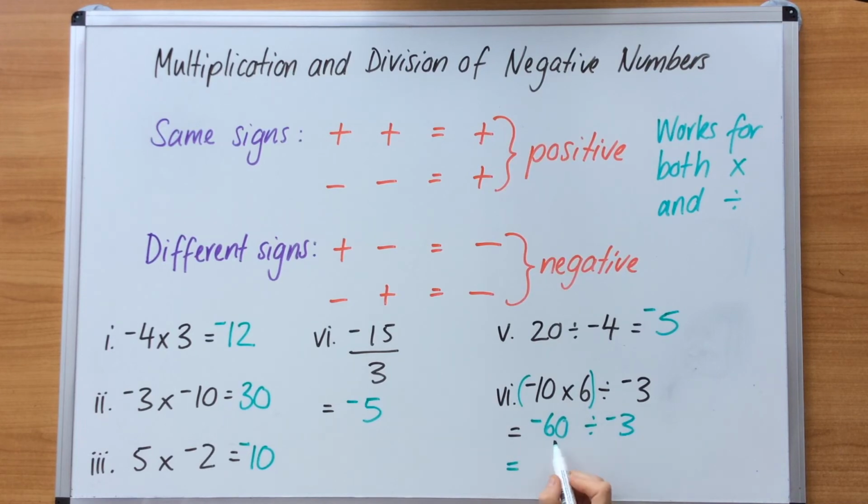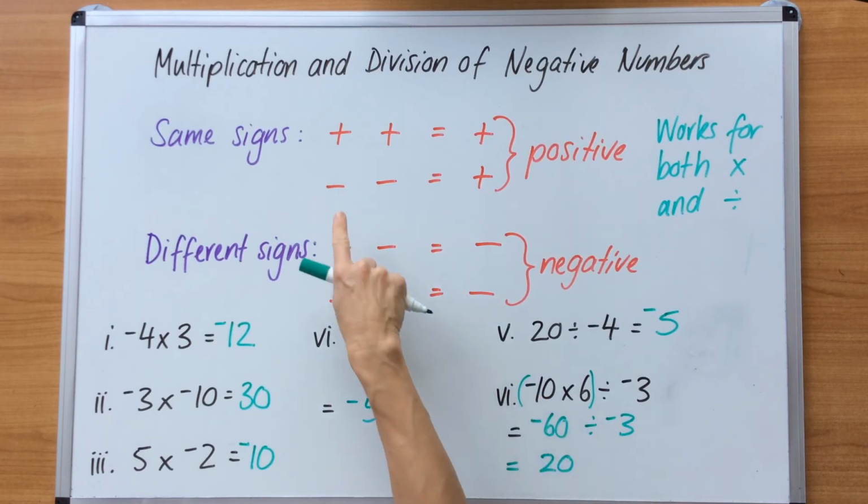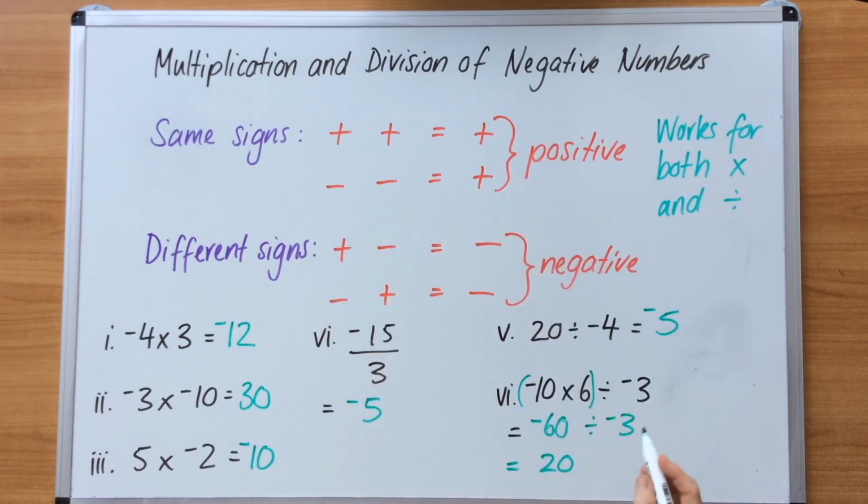Drop the equals. Now ignore the negatives when you're doing these calculations and come back and look at them after. It's just an easier way of doing it. 60 divided by 3 equals 20, because 3 goes into 60 20 times. Negative and negative equals a positive answer, so it is 20.